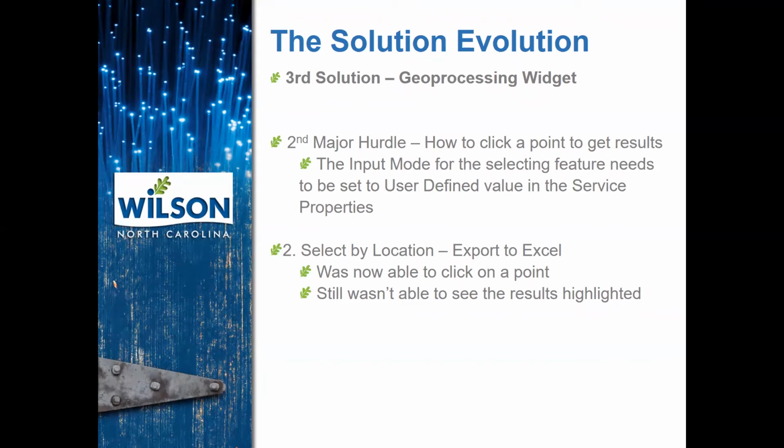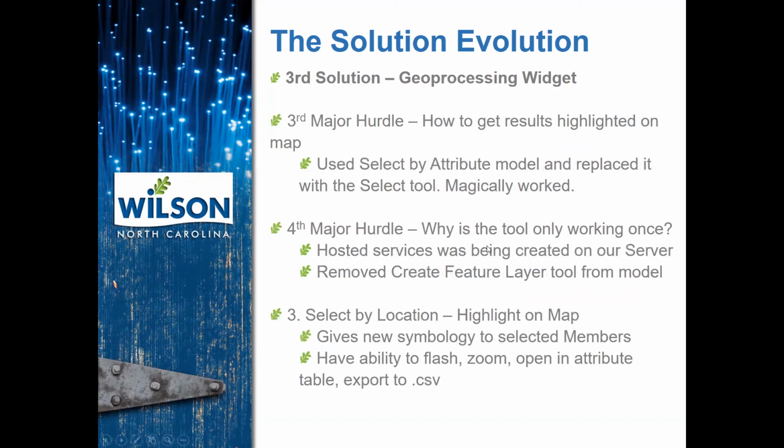So now I was able to select by location, but I still couldn't get it to show up on the map. So I was like, all right, well, I can select it. I can still export to Excel, but it's still not exactly what we want. So finally, I was like, all right, how do I get these results highlighted on the map? Can't tell you what I did right. I restarted the model, and this time it worked.